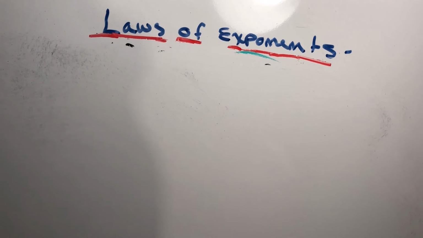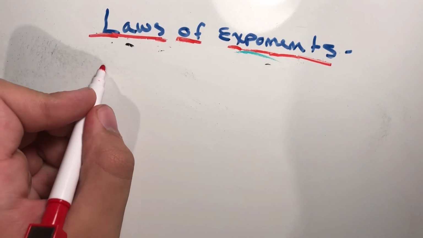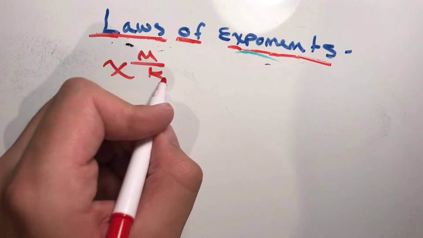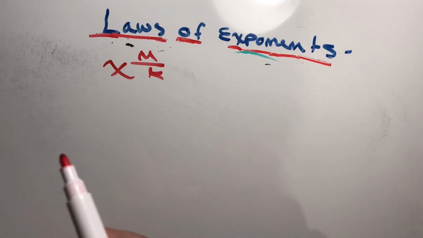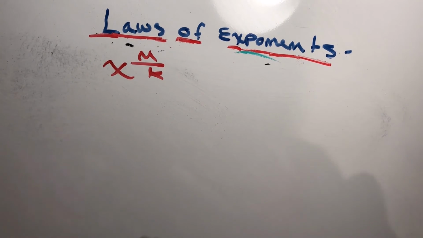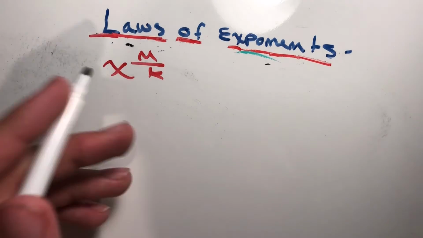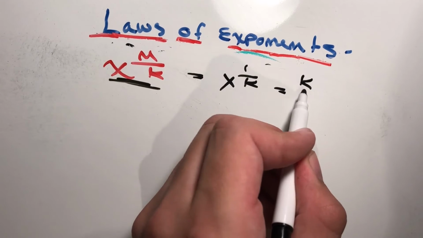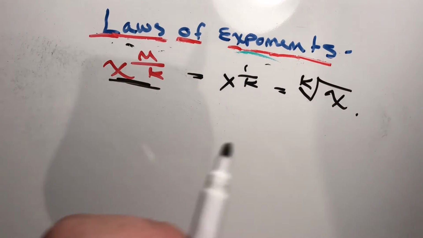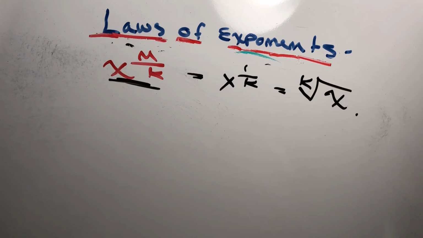The next concept in this segment is going to be generalizing x to the m over k. All that means is we're going to talk about how x to the m over k can appear in root-like forms. We know that x to the 1 over k is the kth root of x, where the k is in the little corner there. We know that, right?